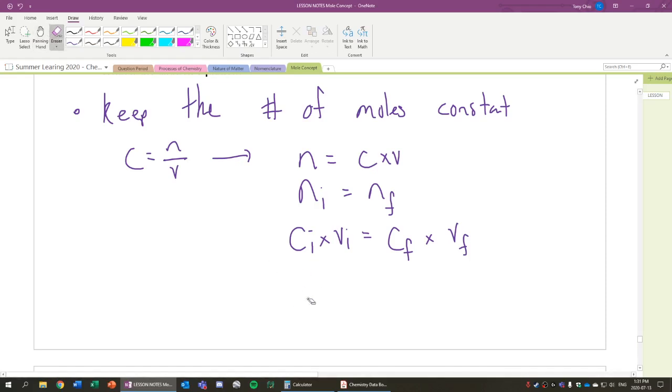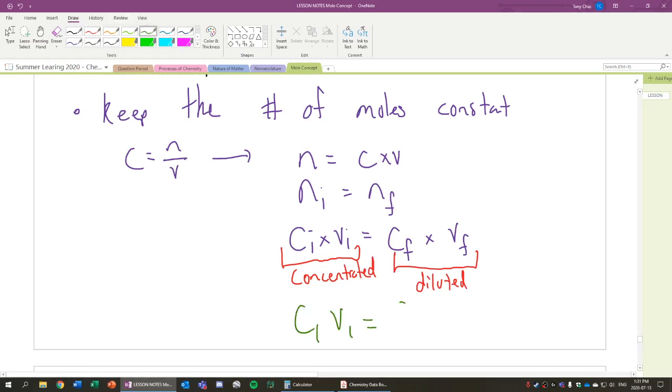A lot of people call these the dilution equation, where you could write it as, in a sense, your initial concentration, this is the more concentrated one. Well, your final concentration is going to be your diluted one. A lot of people shorten this to just say C1V1 is equal to C2V2. It's much easier to say that than Ci times Vi is equal to Cf times Vf.